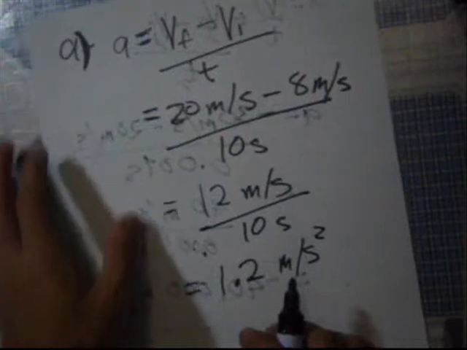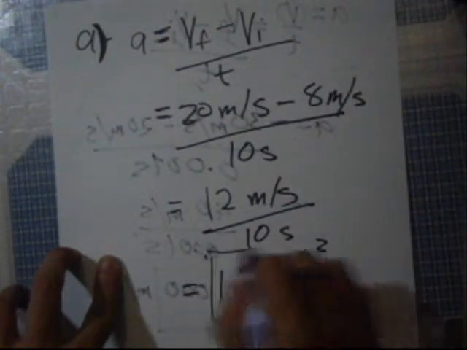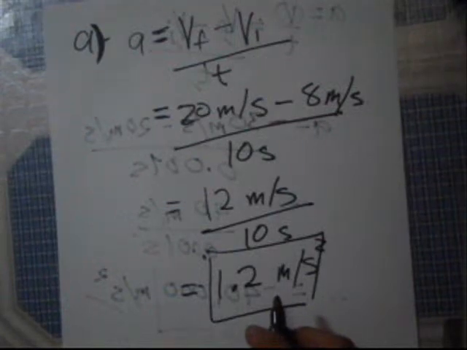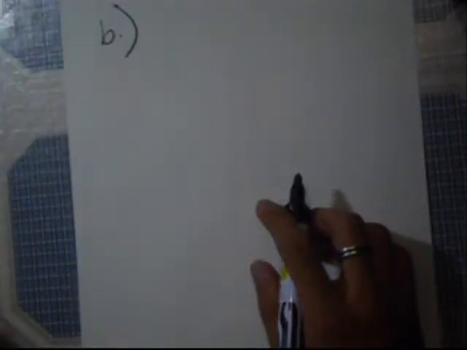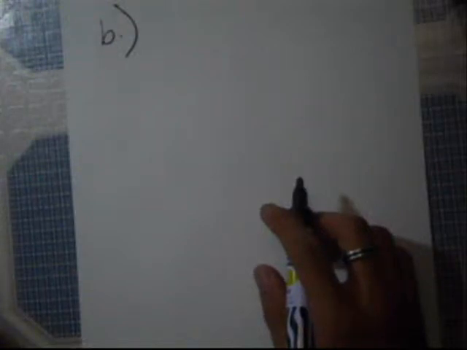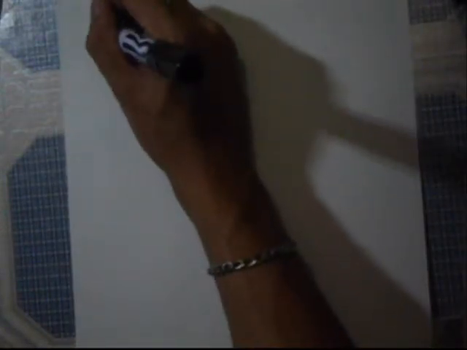So that's our letter A. The final answer for our letter A is this. Let's move on to letter B. In letter B, we're gonna look for the acceleration, but the initial and the final velocity is different. So anyway, it's just the same. Only the velocity has changed because the car decreased its speed.